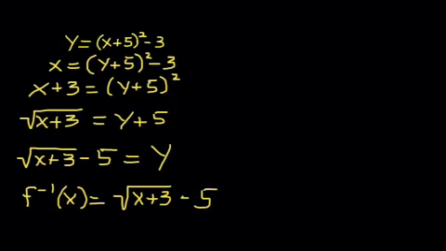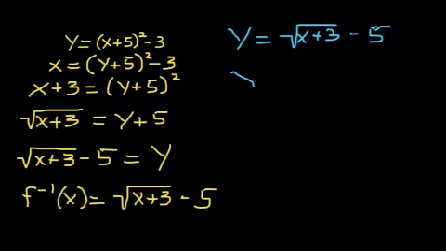Now, if the quadratic and the square root are inverses of each other, that means that if I take the equation that I just got for the inverse, and then I find its inverse, then I should get the equation that I started with. So I'm going to go up here and do that. I'm going to take y equals the square root of x plus 3 minus 5, and I'm going to find its inverse and see if I get the equation that I started with. So I'm going to switch them.